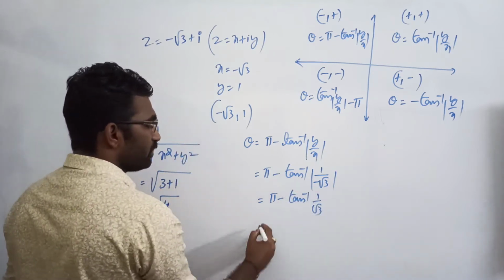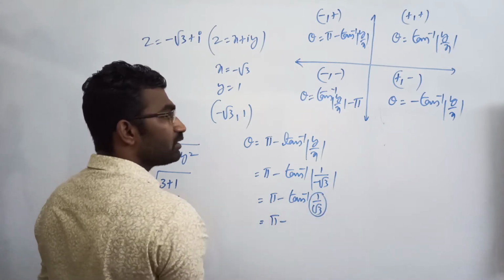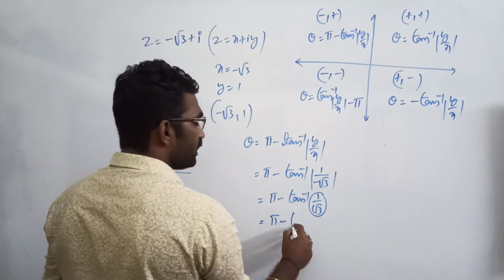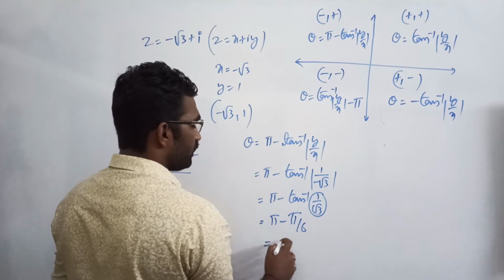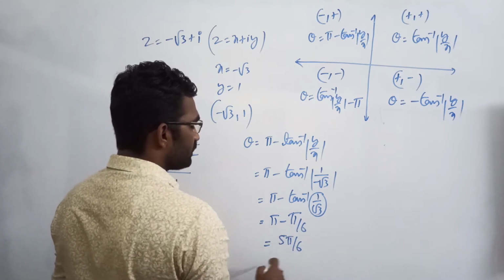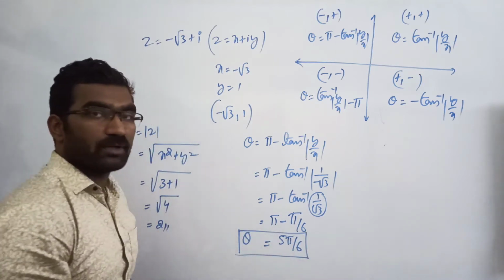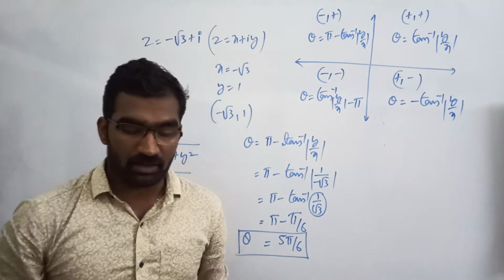So how are we going to find it? Pi minus. When the value of tan is 1 by root 3, that is nothing but tan 30 degrees equals 1 by root 3. That I will write as pi divided by 6. So how will you get the answer? 6 pi minus pi is 5 pi divided by 6. That is the value of theta. This is how we are going to find theta as well as modulus.